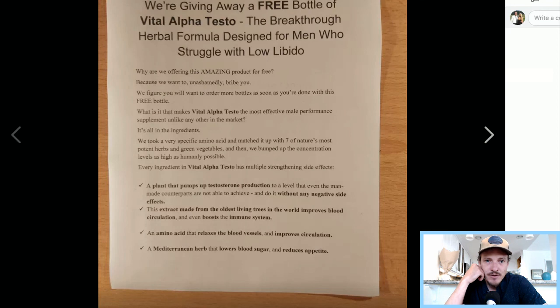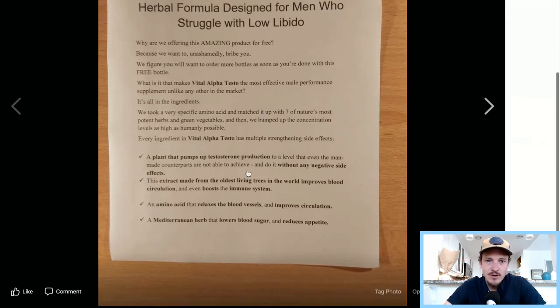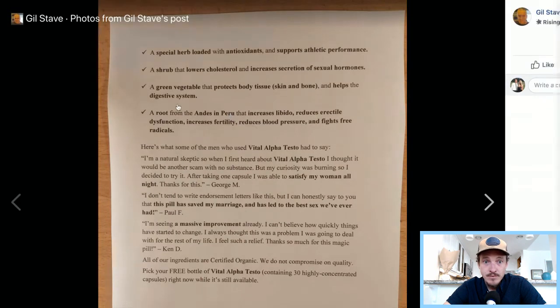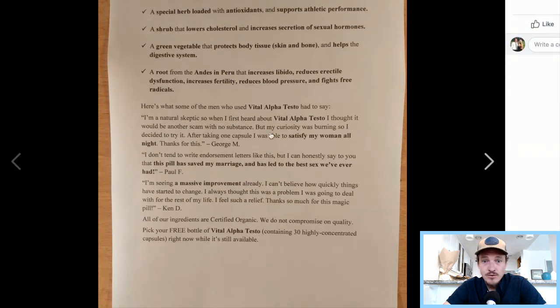What is it that makes Vita Alpha Testo the most effective male performance enhancement supplement, unlike any other in the market? It's all in the ingredients. We took a very specific amino acid and matched it with 7 of nature's most potent herbs and green vegetables, and then we bumped up the concentration levels as high as humanly possible. Every ingredient in Vita Alpha Testo has multiple strengthening side effects. A plant that pumps up testosterone production to a level that even... Okay, this is good. This is awesome. Here's what some of the men had to say.